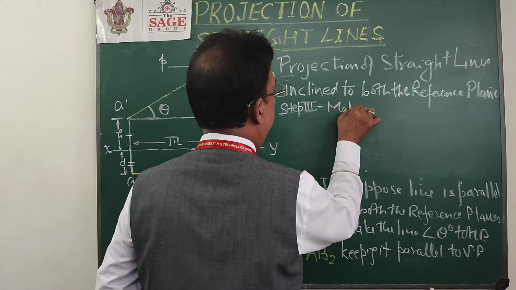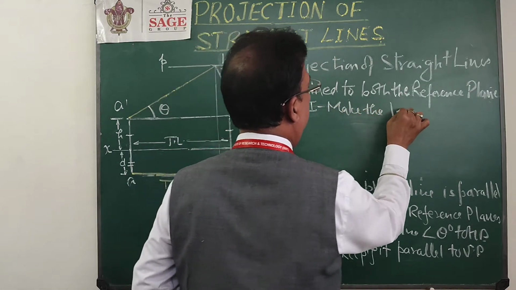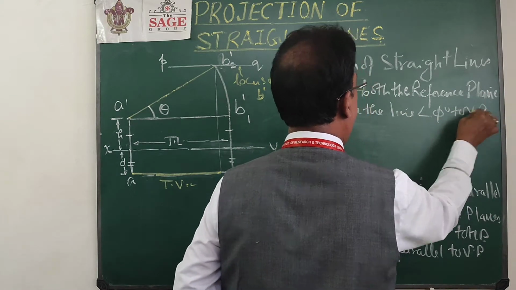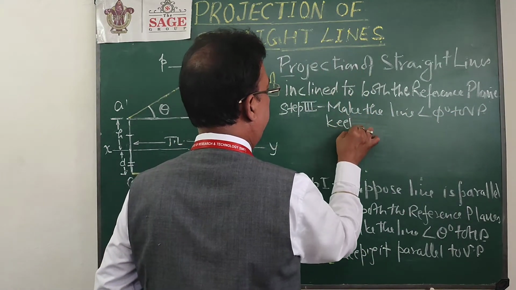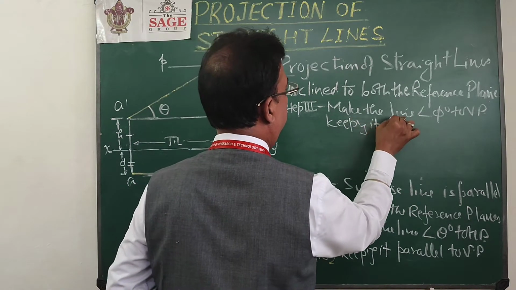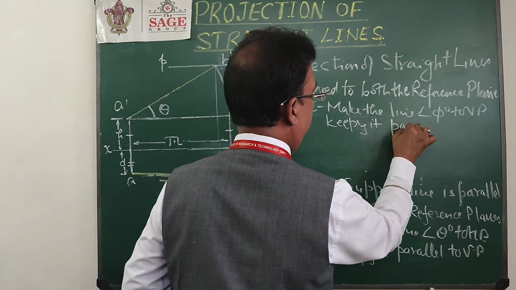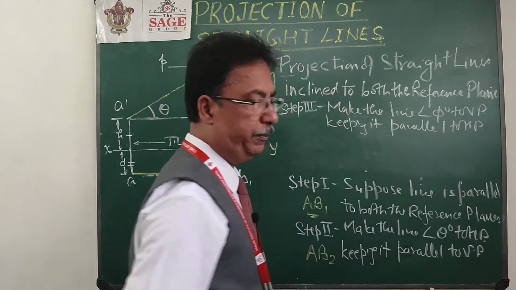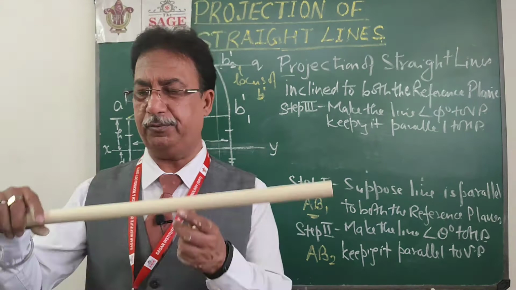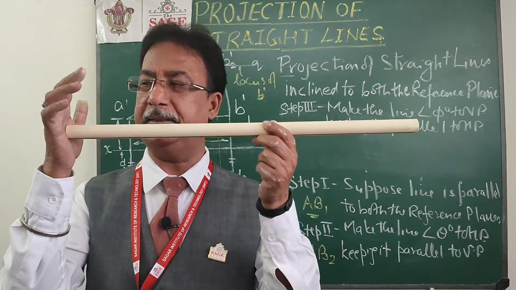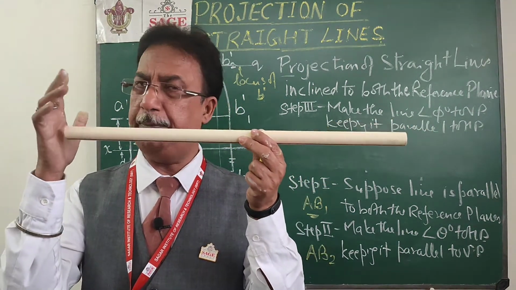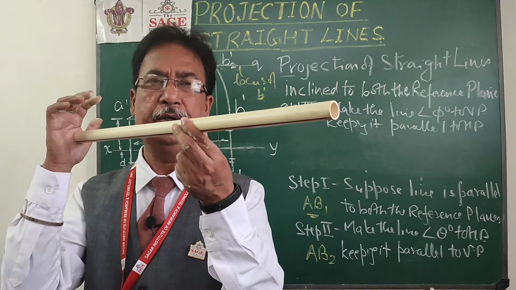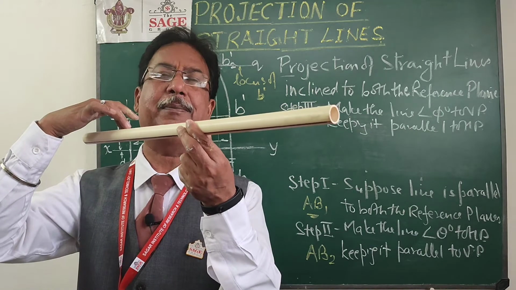Make the line inclined phi degree to VP, keeping it parallel to HP. So what I am going to do, I am again going to start from the beginning, that is the simplest line, that is line parallel to both. Now keeping this end fixed, I will rotate it like this. So this end will move towards you and the line will be inclined to VP by some angle phi.